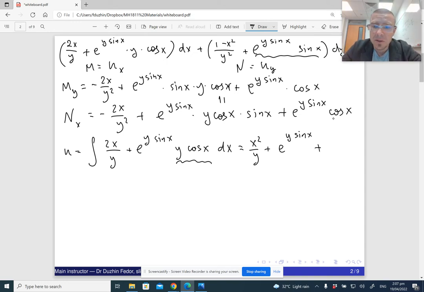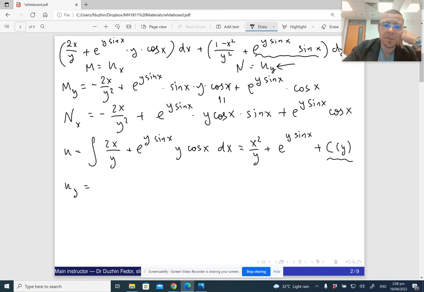So plus some constant, but this is not exactly constant, plus some function of y, because for every value of y, it is a constant, right? But it could be a different constant for different values of y, so it should be a function of y. All right, so now how do we find this c of y? Well, we also know that the partial derivative of u with respect to y is this N, right? So now let us differentiate u with respect to y.